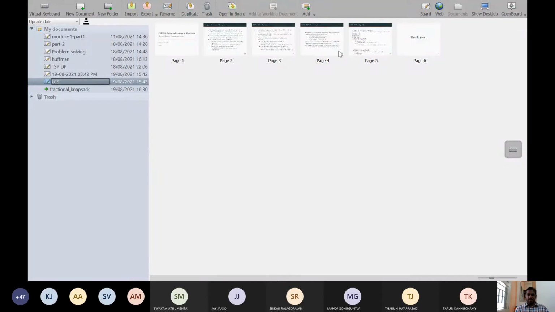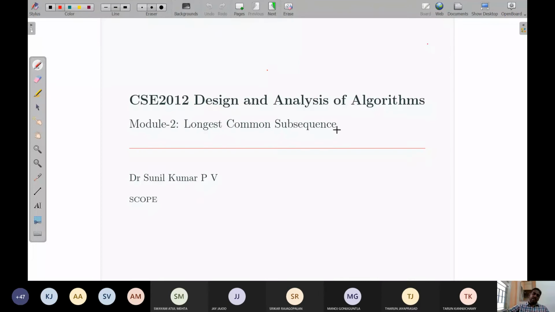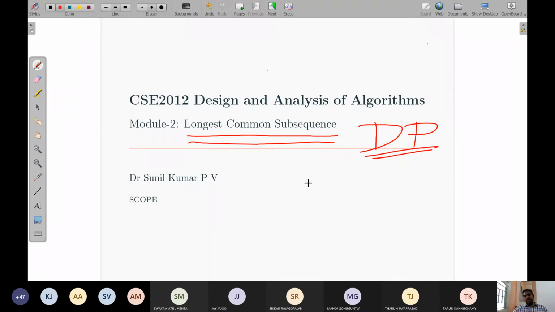So now we can discuss. You will see only 4 or 5 slides. It's just a small, simple problem, and the problem is longest common subsequence. What do you mean by longest common subsequence? We need to derive a dynamic programming algorithm. So this will be our first dynamic programming algorithm.